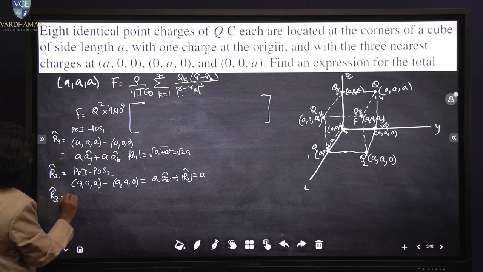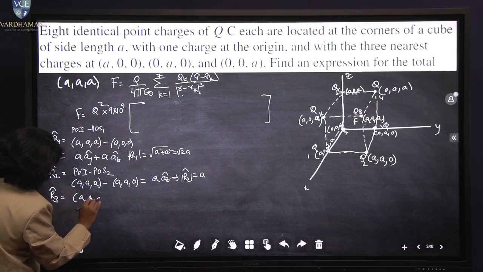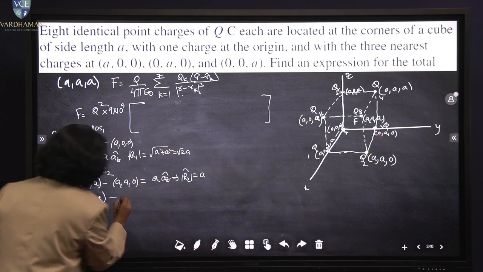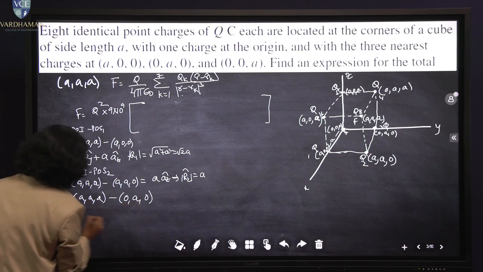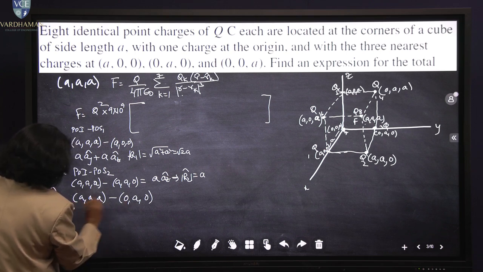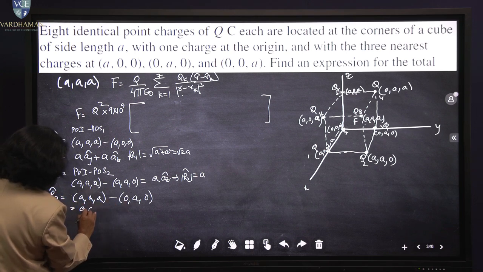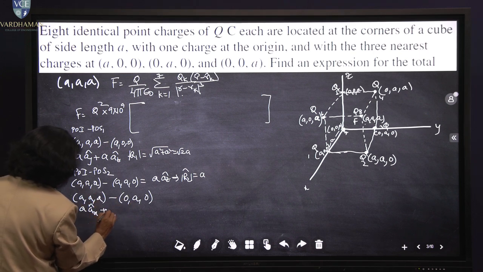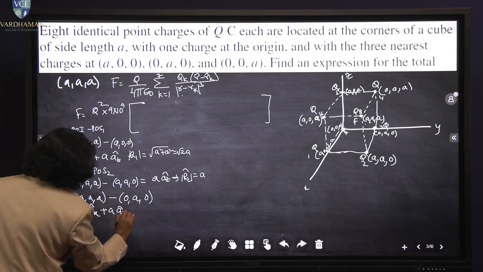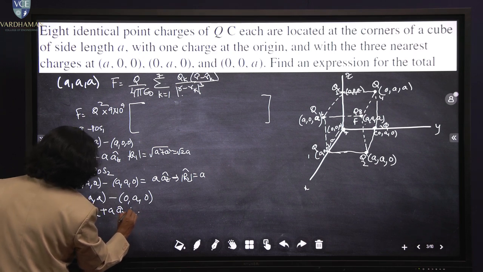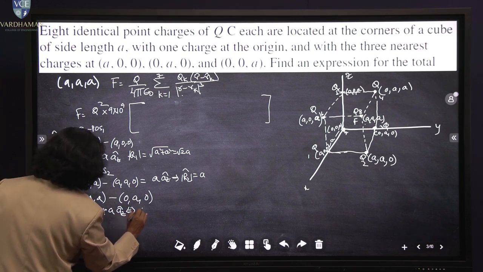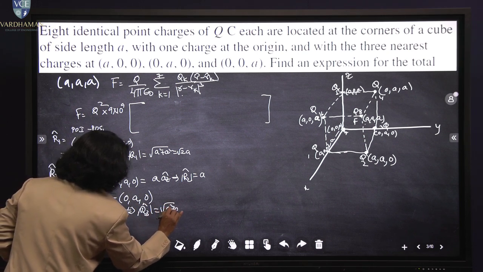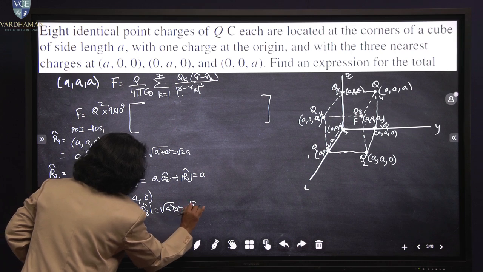Next, R3 vector, point of interest minus third source. Where is the third source? 0 comma a comma 0. So a minus 0 is ax, a minus a is 0, a minus 0 is a, which is along az. This is the vector and this is the magnitude. Magnitude of R3 is under root of a square plus a square, which is under root of 2 a.